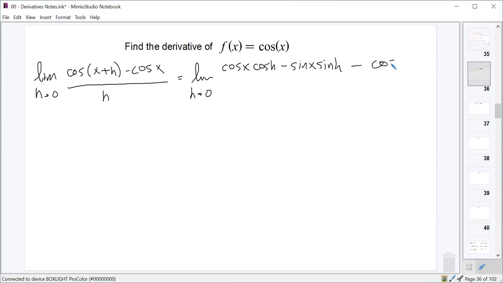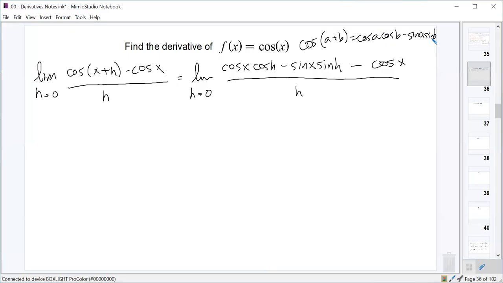And then we have that minus cosine x at the end, all over h. And just for the heck of it, we'll write this up here: cosine of a plus b is cosine a cosine b minus sine a sine b. If that's the rule we use, then cosine of x plus h is cosine x cosine h minus sine x sine h.